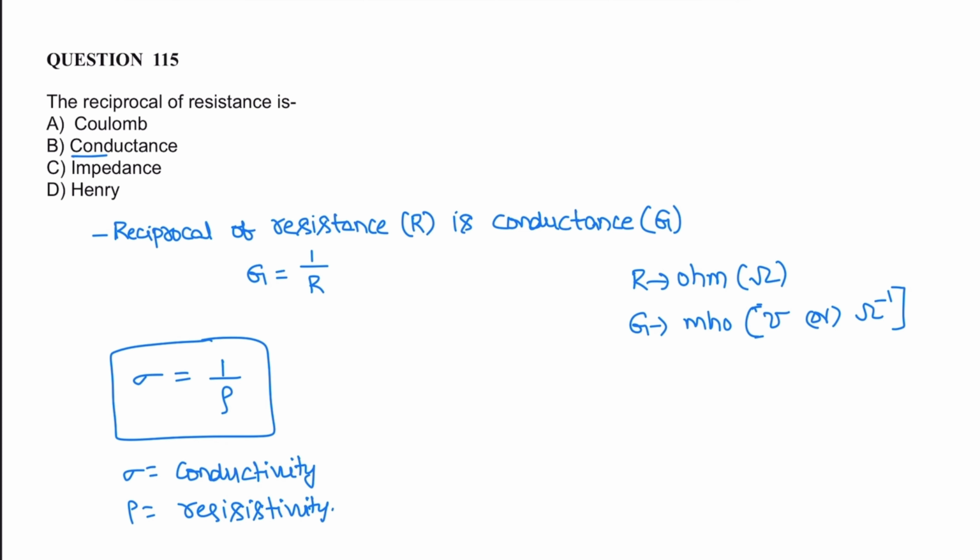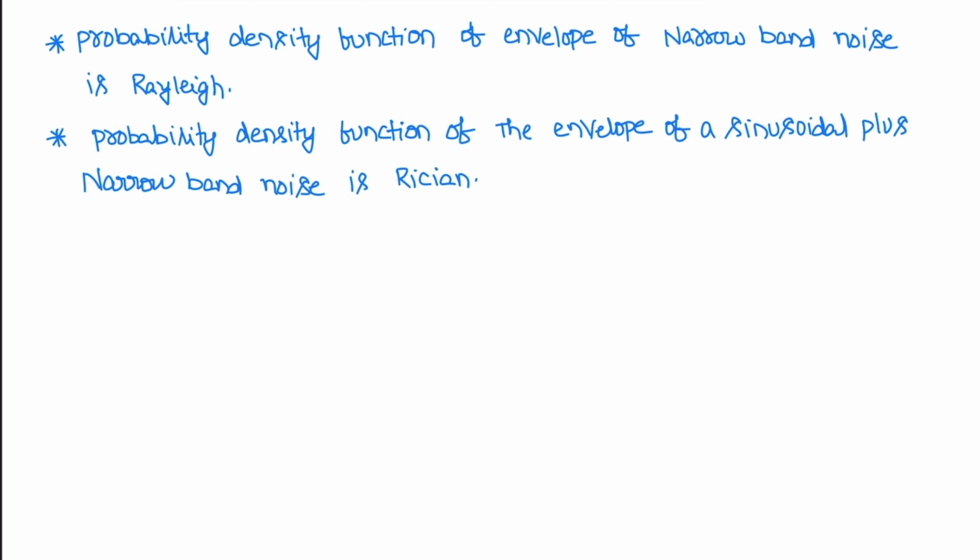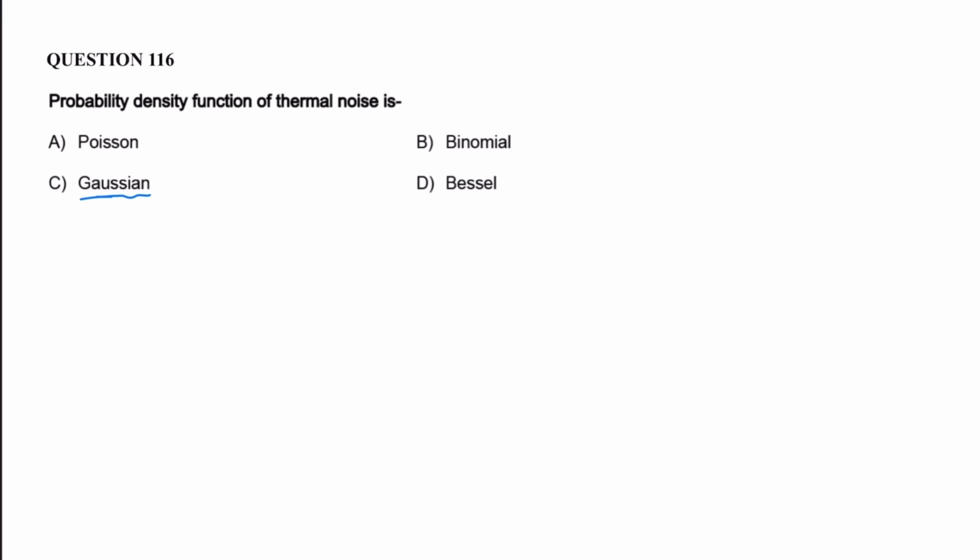Okay, next question. The probability density function of thermal noise is? The probability density function of thermal noise is Gaussian. Similarly, the probability density function of the envelope of narrowband noise is Rayleigh. The probability density function of the envelope of sinusoidal plus narrowband noise is Rayleigh. In the question, they have given thermal noise, and its probability density function is Gaussian.